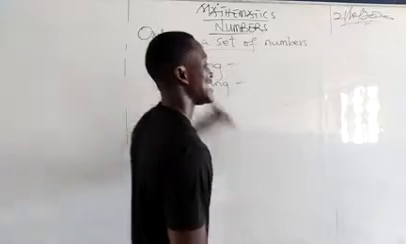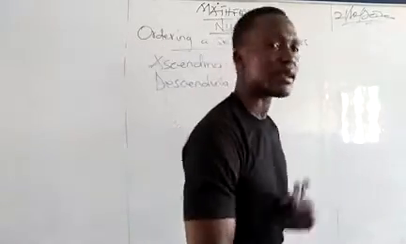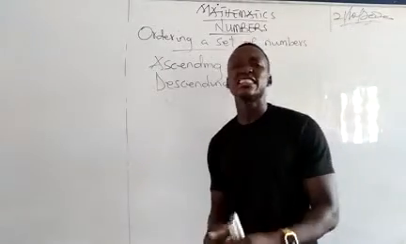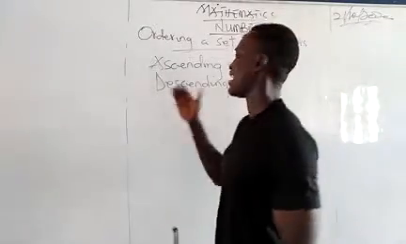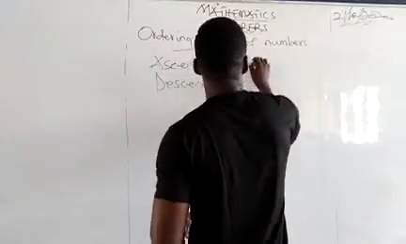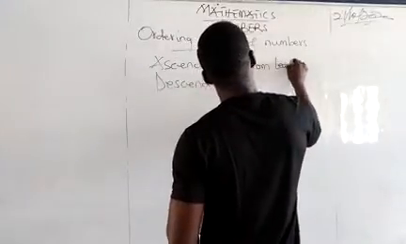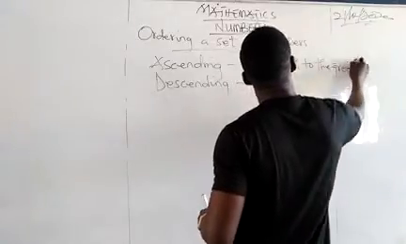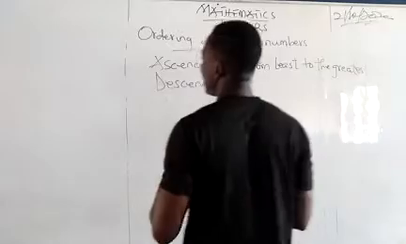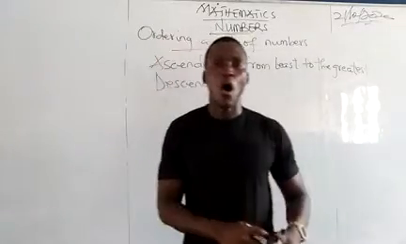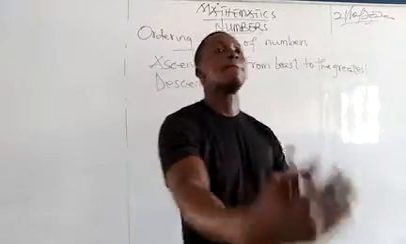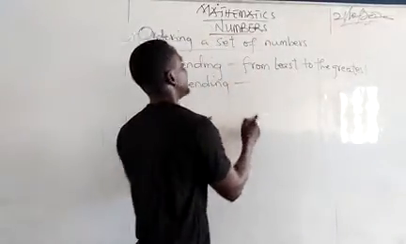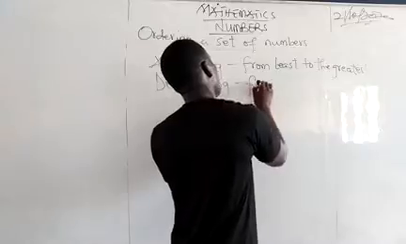When we talk about ascending, it means that we are climbing, ascending from the smaller or the least number to the what? The larger number. So here from the least to the greater or the greatest. From the least to the greatest, or from the small to the bigger what? Number.